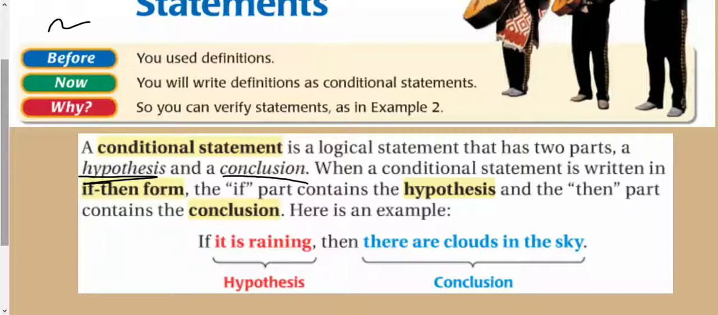When a conditional statement is written in the if-then form, the if part contains the hypothesis and the then part contains the conclusion. So here's an example. If it is raining, then there are clouds in the sky. Now, they don't always have to be true, but we're just going to practice writing those today. So the hypothesis comes after the word if, and the conclusion comes after the word then.